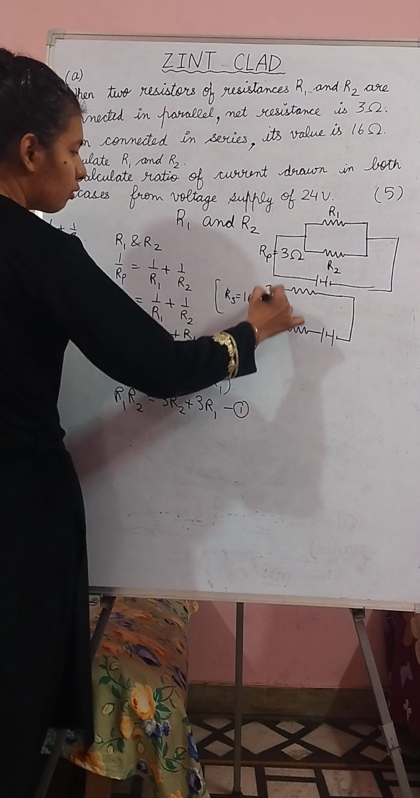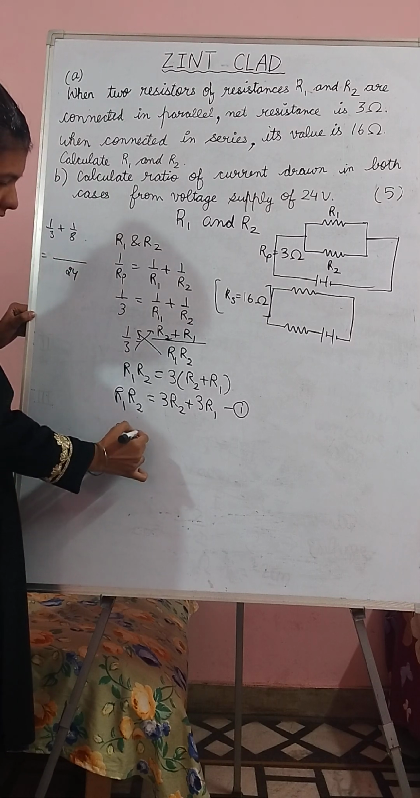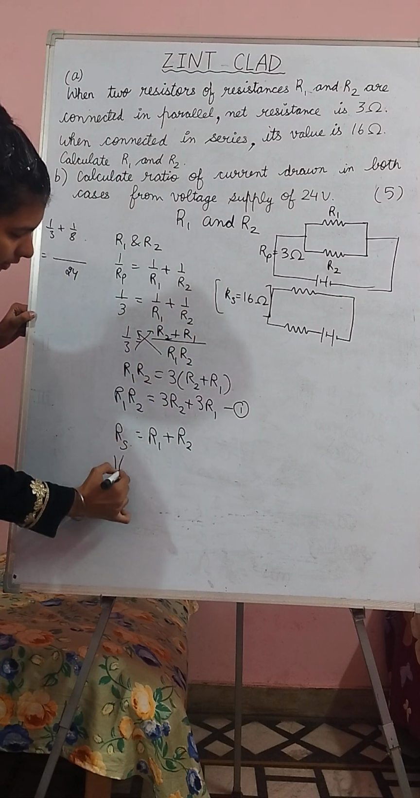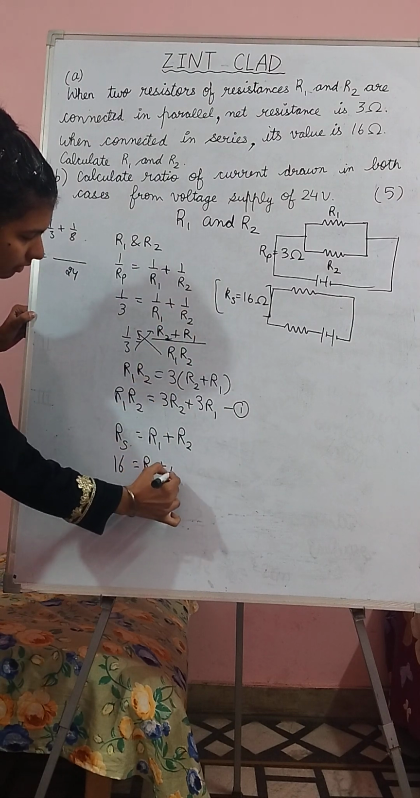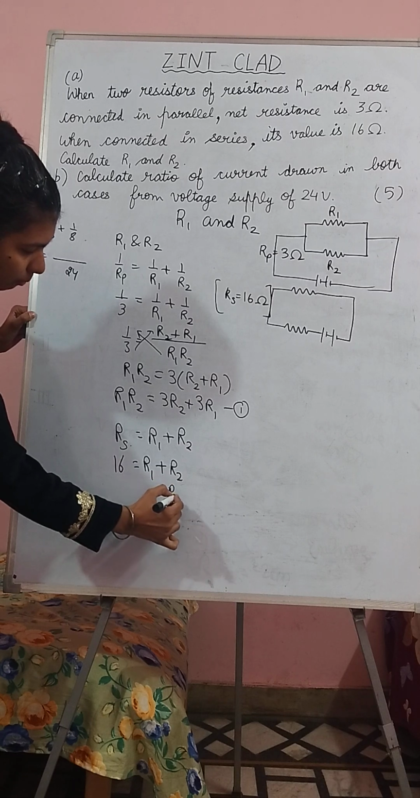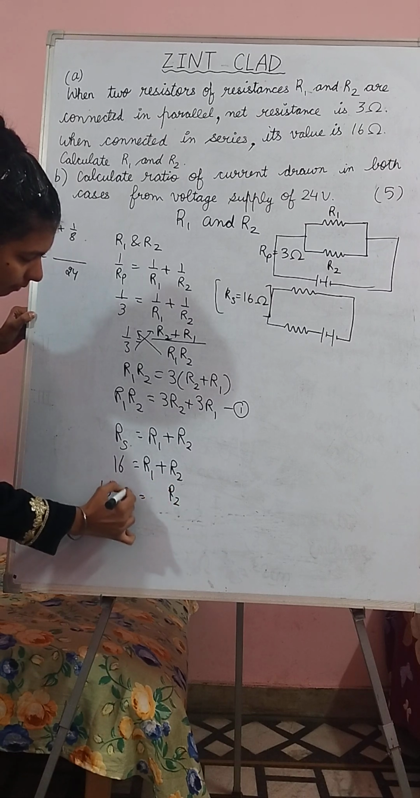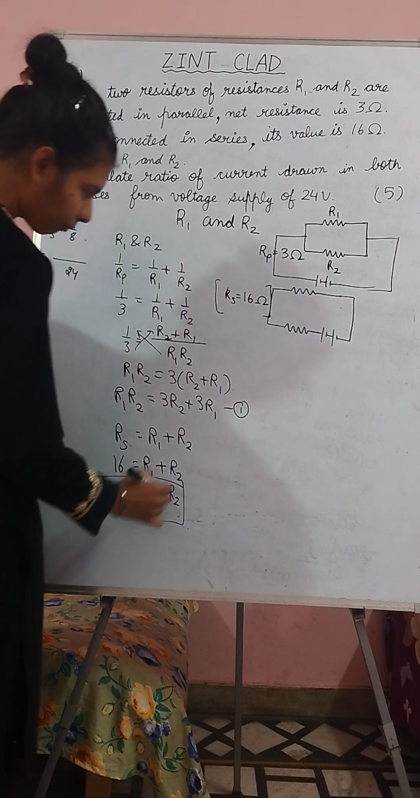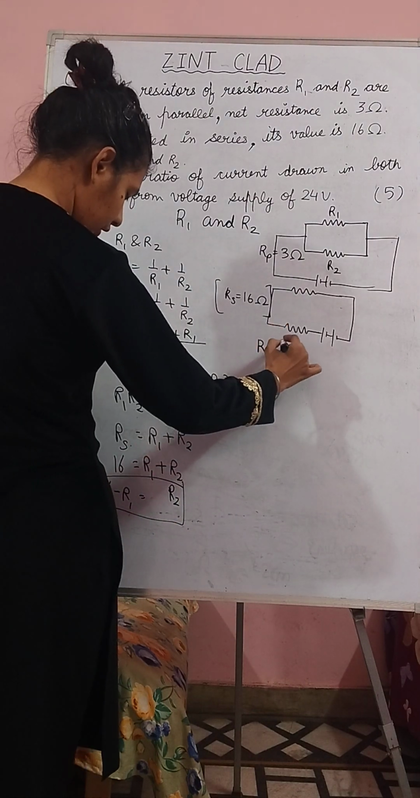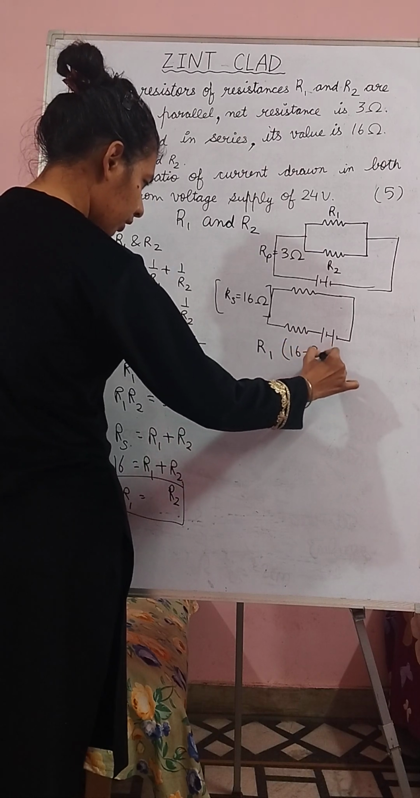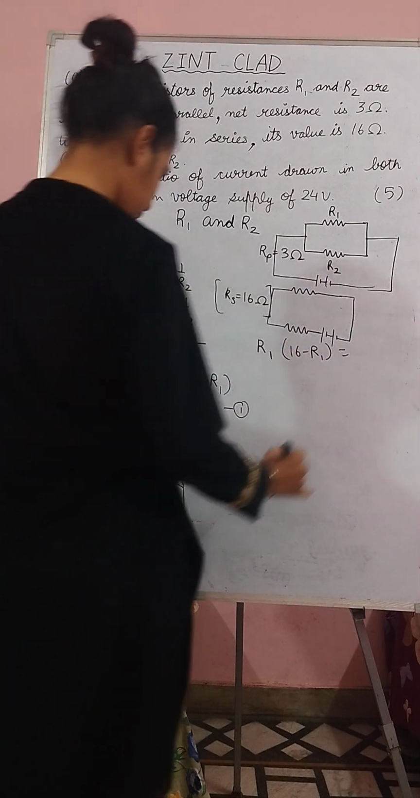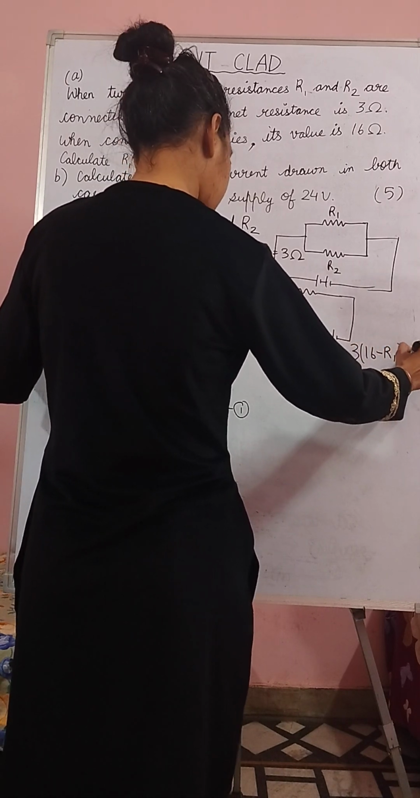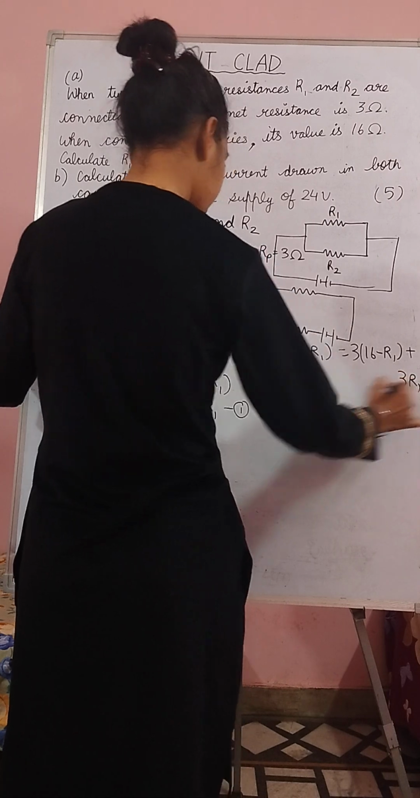Now use this value. Resistance in series is equal to R1 plus R2. In place of RS, you will write 16 is equal to R1 plus R2. Now find the value of R2 from here. It would be 16 minus R1, and put this value of R2 in equation number 1. You will get R1 into 16 minus R1 is equal to 3 times 16 minus R1 plus 3 times R1. Solve it.